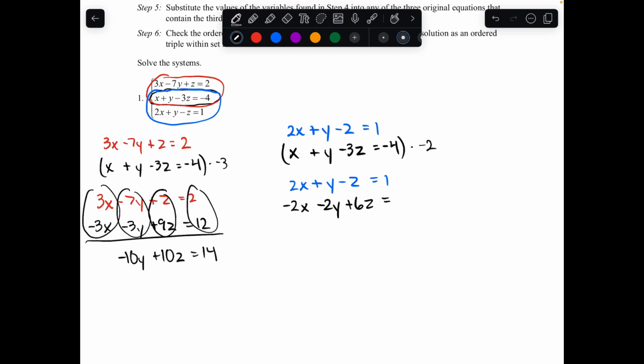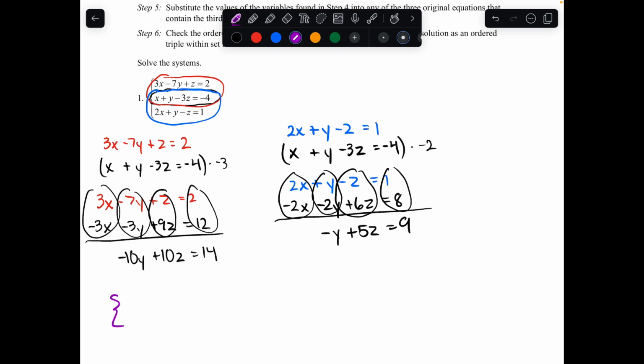is equal to 8. Adding these together, we're going to have 2x minus 2x, so 0x, and we'll have y minus 2y, so we'll have negative y, and then we have negative z plus 6z, so plus 5z, and then 1 plus 8 is going to be 9. So now I have two equations that are in two variables. So I can make a system of two equations.